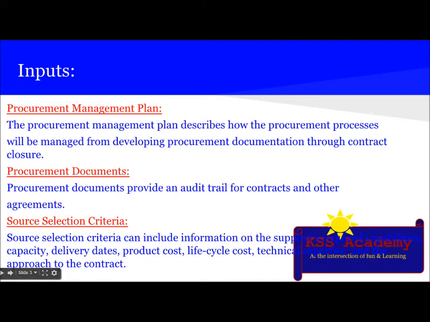So the first input is procurement management plan. Procurement management plan describes how the procurement processes will be managed from developing procurement documentation through contract closure. The second input is procurement document. It provides an audit trail for contracts and other agreements.